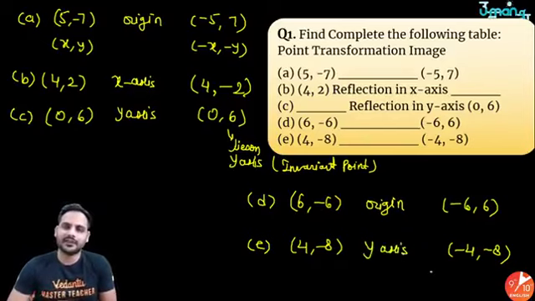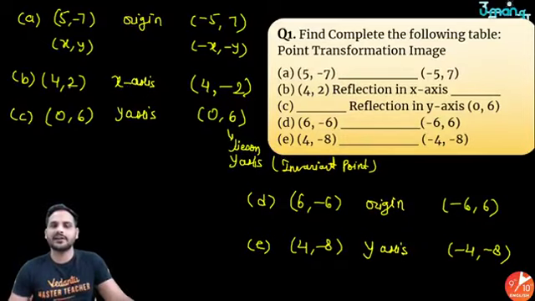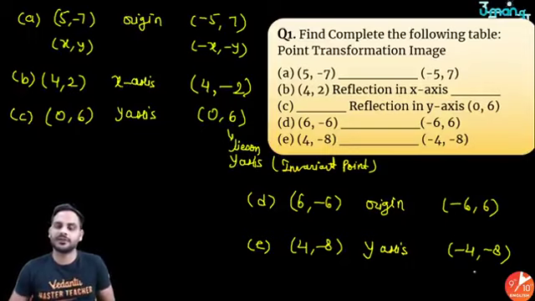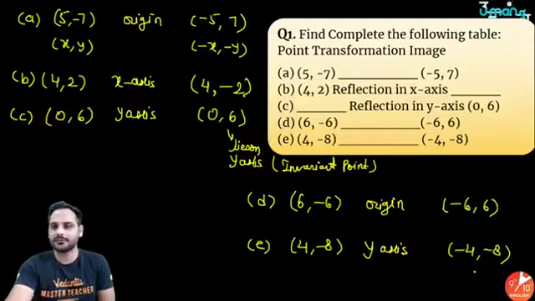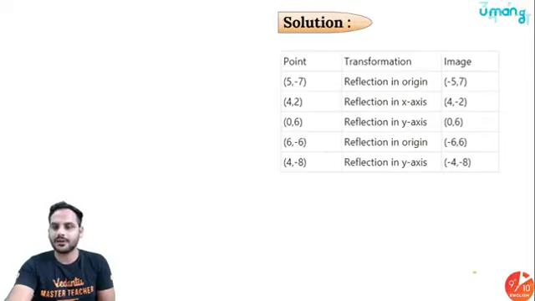Got it? So if the reflection is under x axis, y coordinate will change the sign. If the reflection is under y axis, x coordinate will be changing the sign. Got it? So this is how you will get your answer.